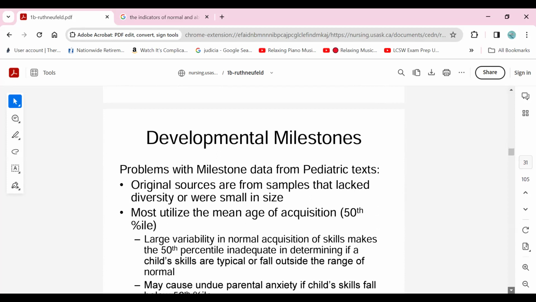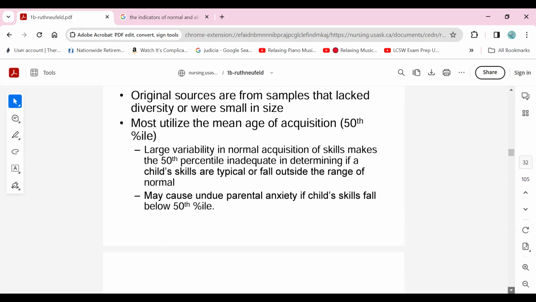Developmental milestones. Problems with milestone data in pediatric texts: original sources are from samples that lack diversity or were small in size. Most utilize the mean age of acquisition, the 50th percentile. Large variability in normal acquisition of skills makes the 50th percentile inadequate in determining if a child's skills are typical or fall outside the range of normal. It may cause undue parental anxiety if the child's skills fall below 50%.